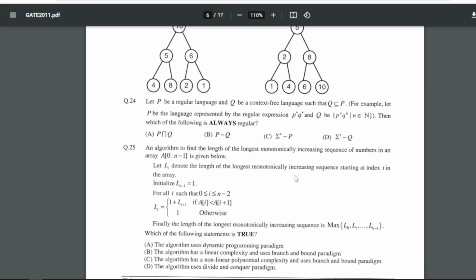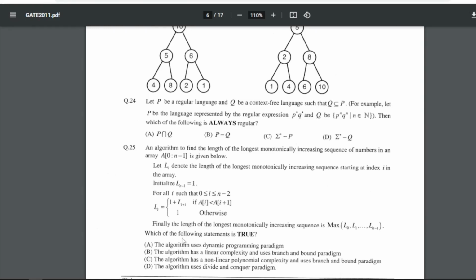25th is, an algorithm to find the length of the longest monotonically increasing sequence of numbers in an array A[0 to n-1] is given below. Let L_i denote the length of the longest monotonically increasing sequence starting at index i in the array. Initialize L_{n-1} equal to 1, for all i such that 0 is less than or equal to i is less than or equal to n-2. So finally the length of the longest monotonically increasing sequence is max. So which one of the following statements is true?